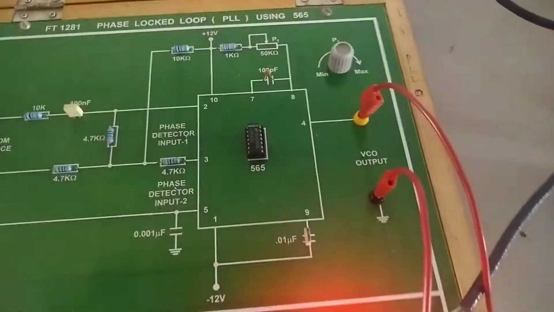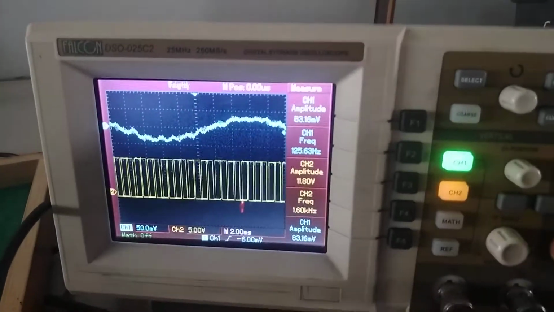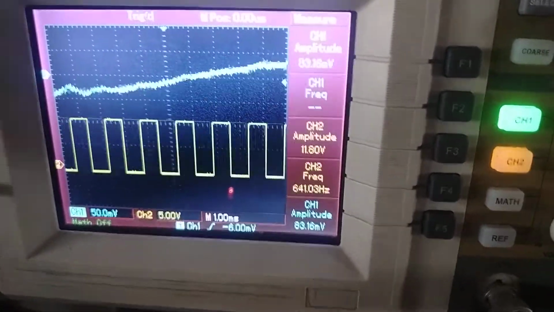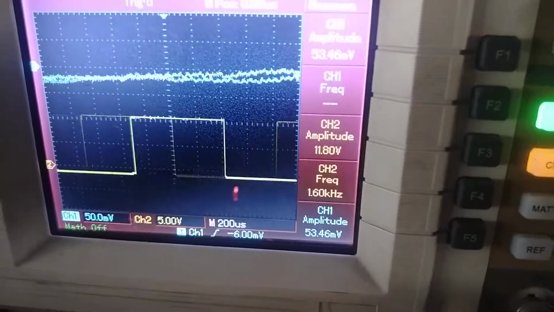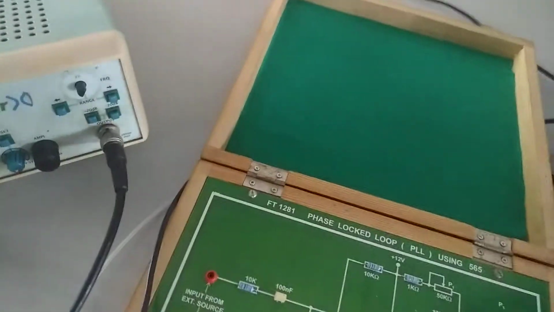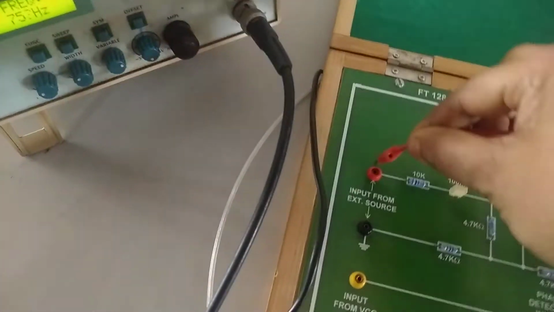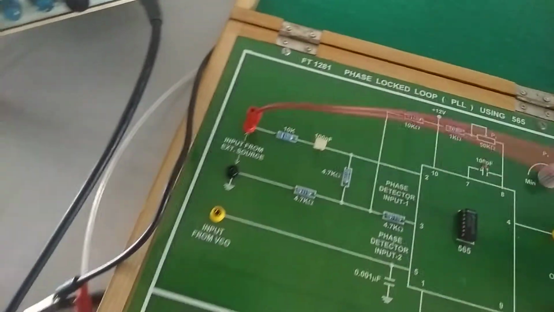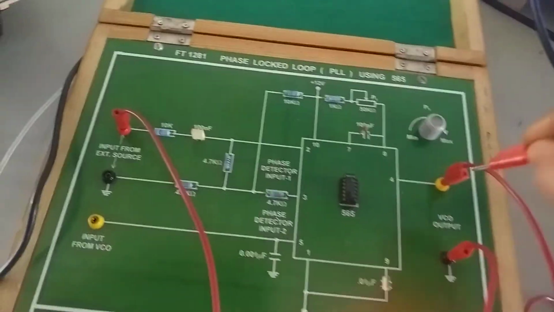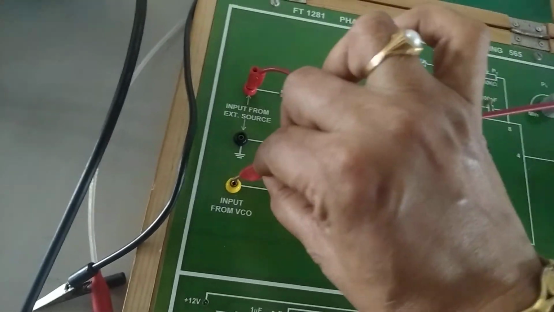Once you switch on the system, we directly note down the observed frequency, that is F0, the free running frequency, and you have to note down the amplitude of the signal as well. That we call the free running frequency F0. Now, step 2: the input signal is connected from the external function generator, and the VCO output is connected and fed back to one of the inputs of the VCO.